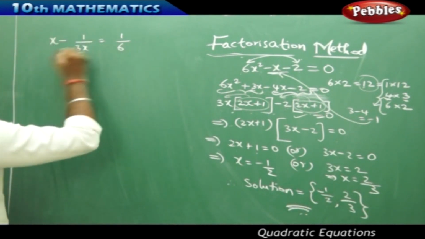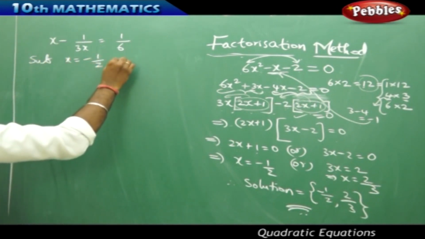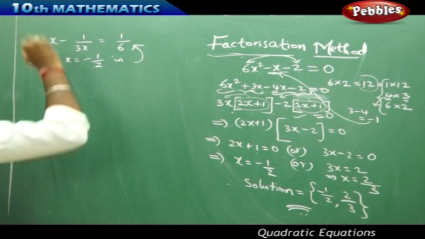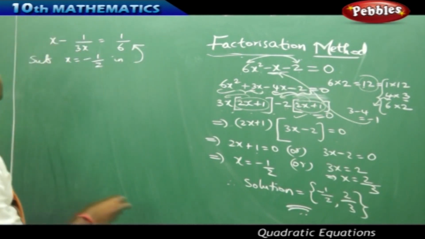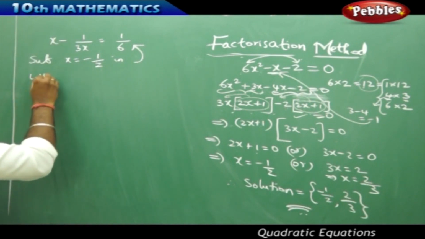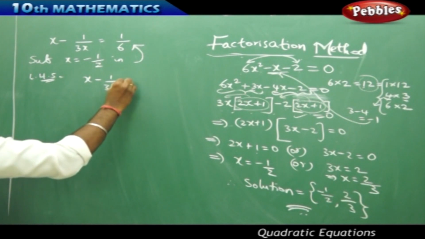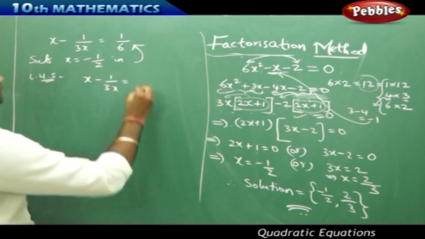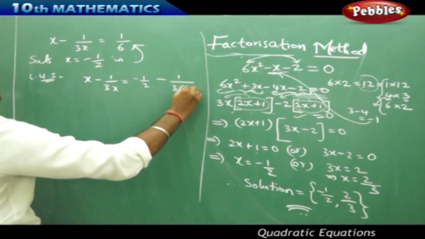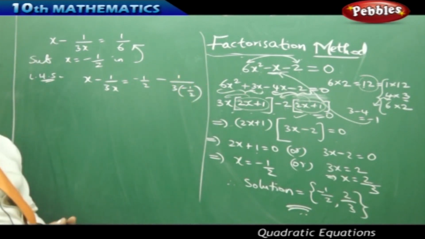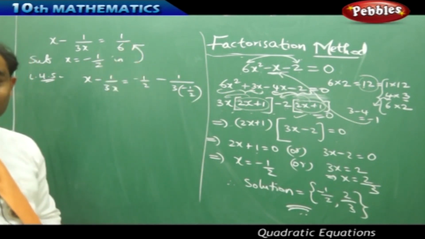So substituting x equals minus 1 over 2 in this, let's see if I get the left hand side equal to the right hand side. My left hand side, which is x minus 1 over 3x, gives me x minus 1 over 3x. And when I simplify this, I must get the right hand side, which is 1 by 6.